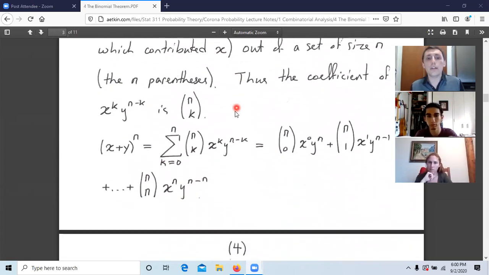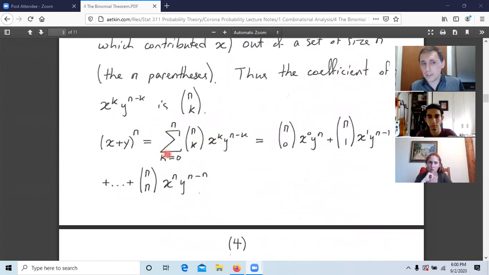Okay, so that tells me what the formula is in general. You understand? Because then I just sum up over all the possibilities. k is either 0, meaning no x's were contributed, all the way to n, in which case all the x's were contributed. So the answer is the summation, k from 0 to n, of n choose k, x to the k, y to the n minus k.